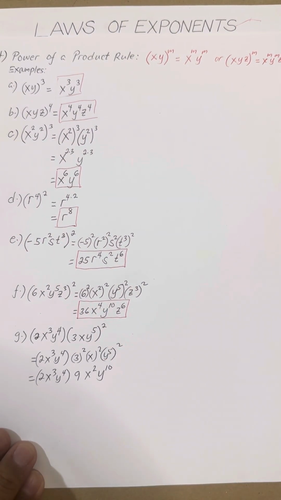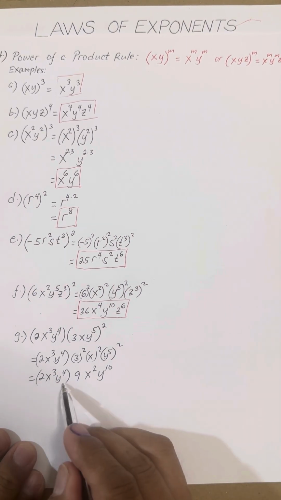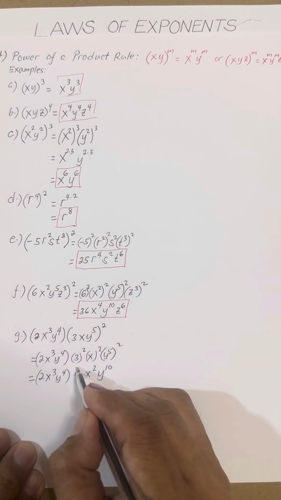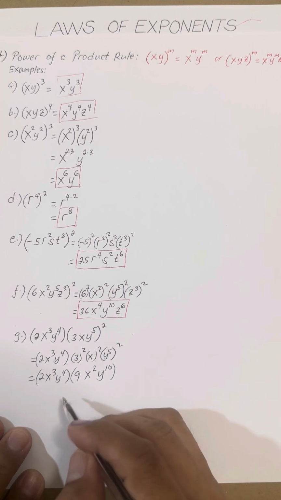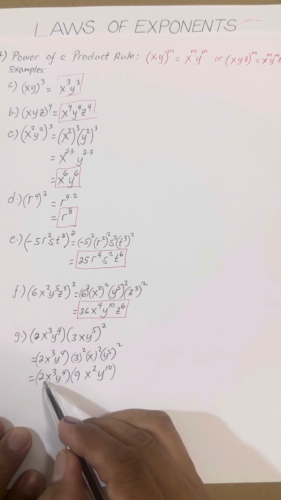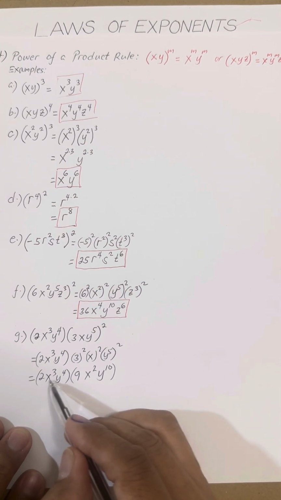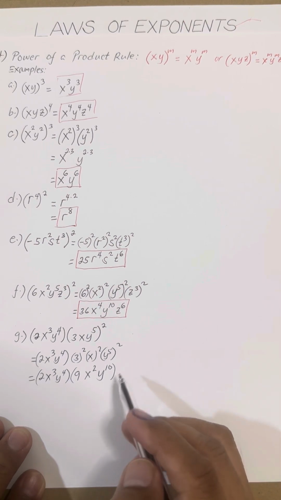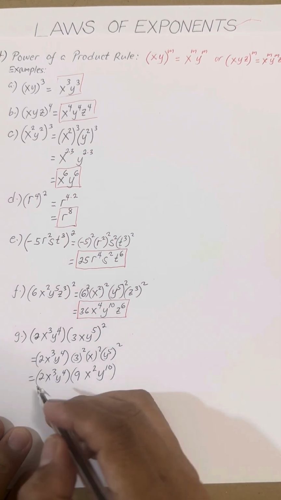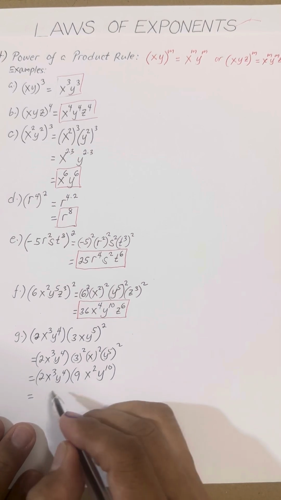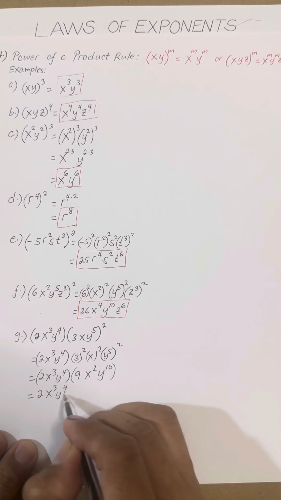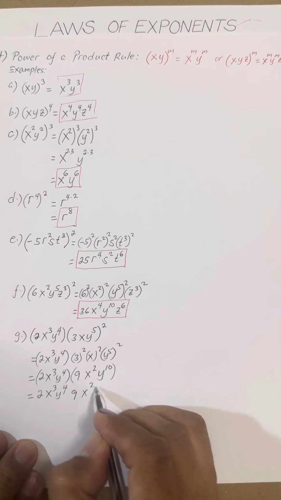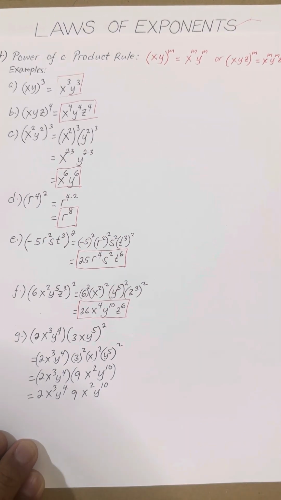And then after that, deal with the coefficients. Or before that, you can put them inside the parentheses, or you can remove these parentheses. It's up to you. So what you need to understand is that all of these terms or factors here are being multiplied. If you want to remove the signs of grouping, the parentheses, we can have 2 times x cubed times y to the 4th times 9 times x squared times y to the power of 10.